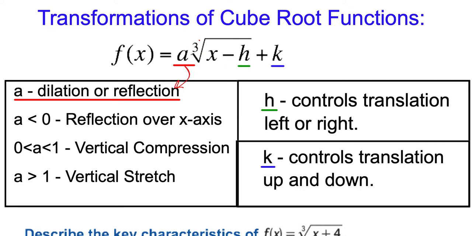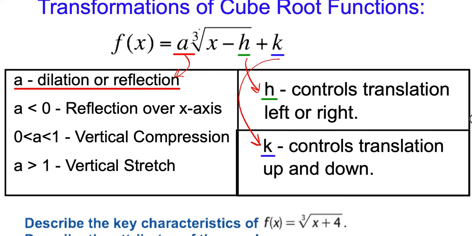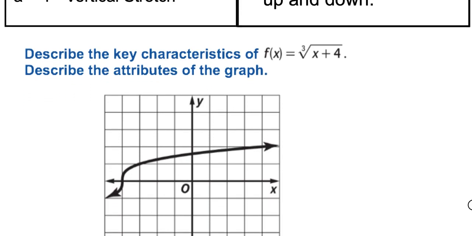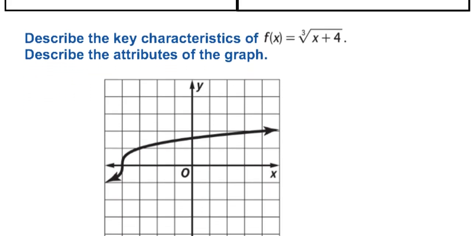A, that's my dilation or reflection. H goes left and right. K goes up and down. Just exactly the same as what we did before. So I'm going to go quickly out over that and back down to here, and you're going to see something that looks like this for a cube root graph. And this would continue that way. So you can see this has point symmetry. I can pick a point and rotate it.